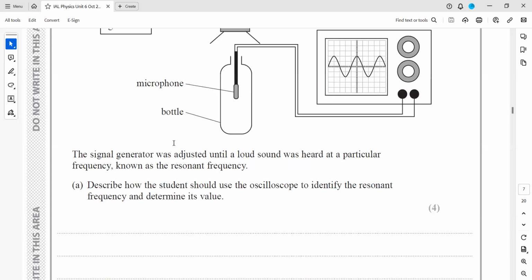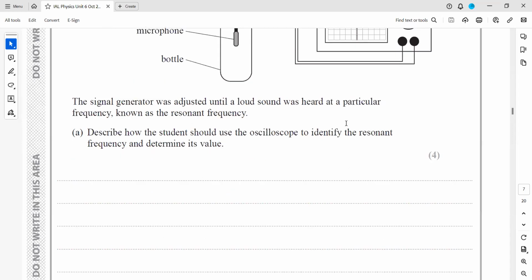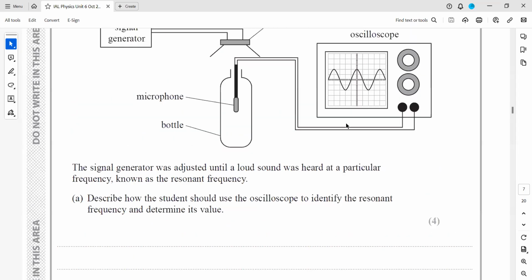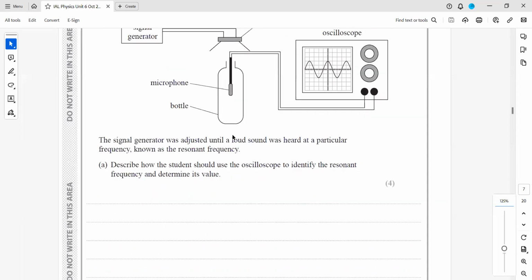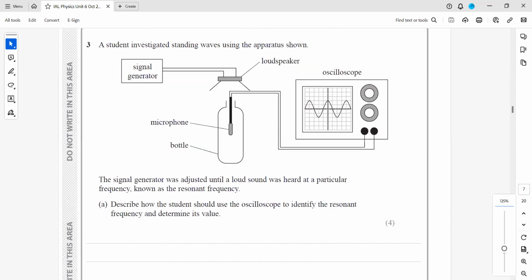The signal generator was adjusted until a loud sound was heard, known as a resonant frequency. Describe how the student used the oscilloscope to identify the resonant frequency and determine its value. What is the meaning of a resonant frequency? Resonant frequency means it's a frequency at which the amplitude of a vibration is maximum. That's called a resonant frequency.